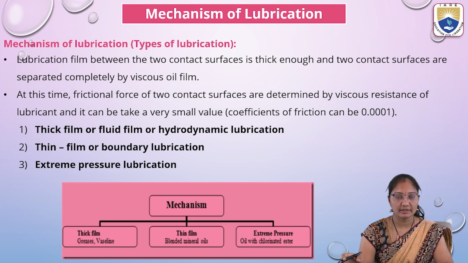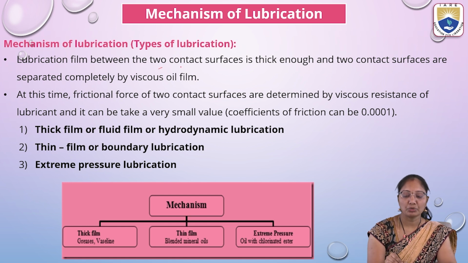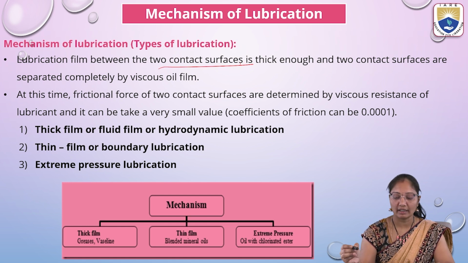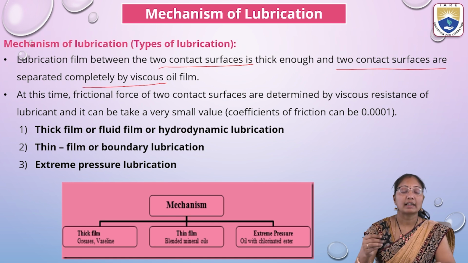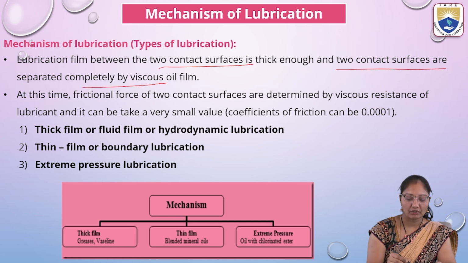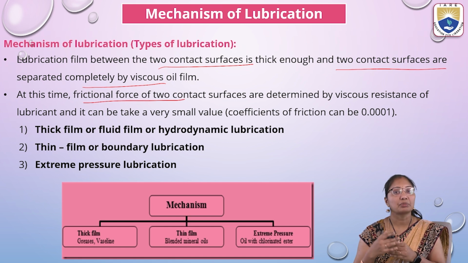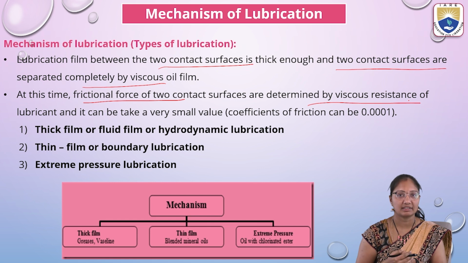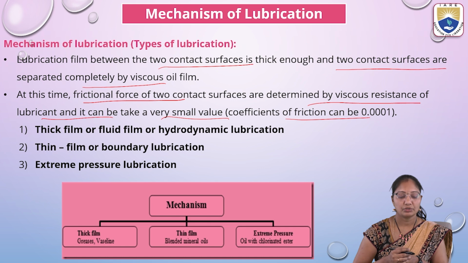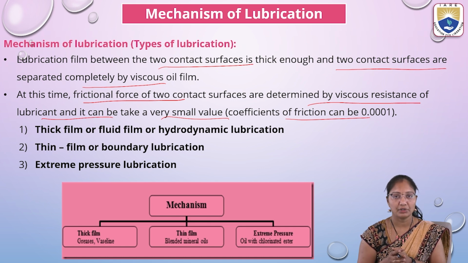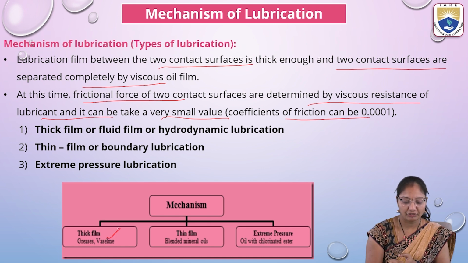Coming to the mechanism of lubrication, there are three types. The lubrication film between two contact surfaces should be thick enough that the two surfaces are separated completely by a viscous oil film. At this time, the frictional force between the moving surfaces is determined by the viscous resistance of the lubricant, and it can take a very small value, which means the coefficient of friction can be very low, like 0.0001.